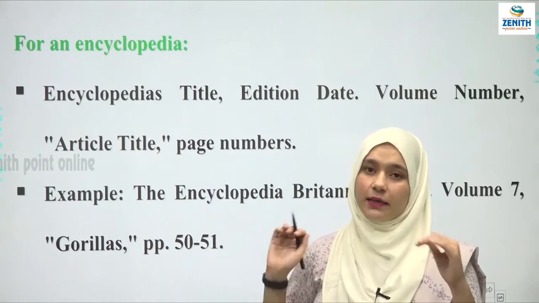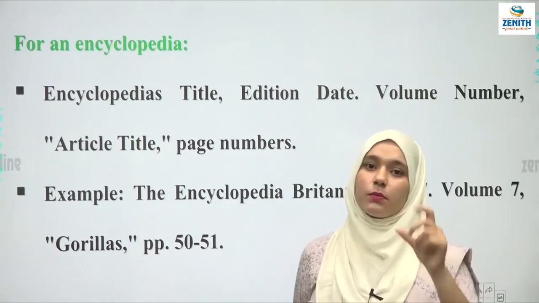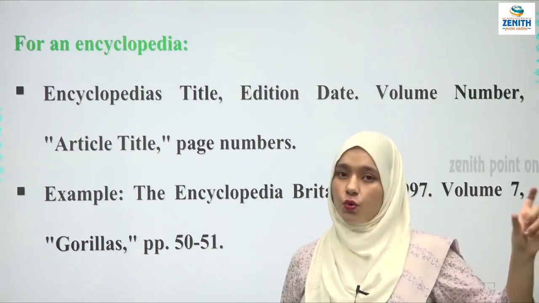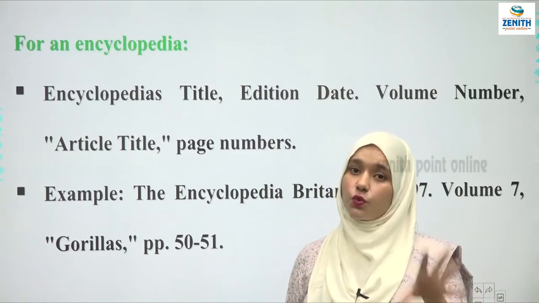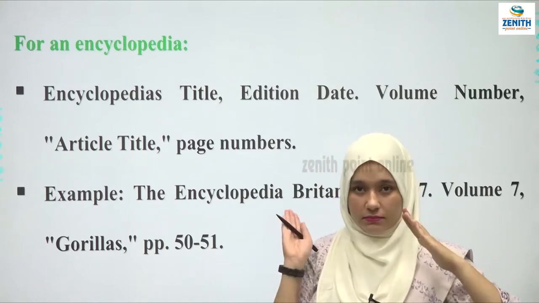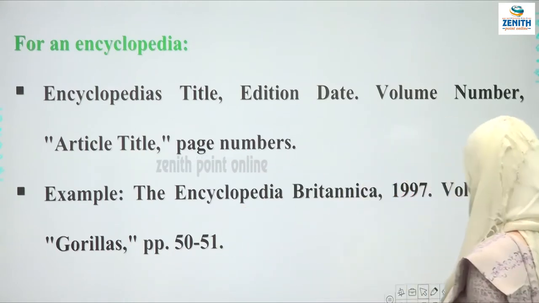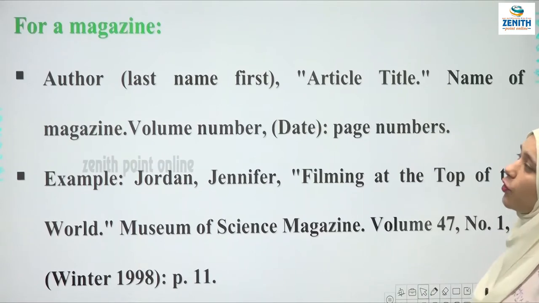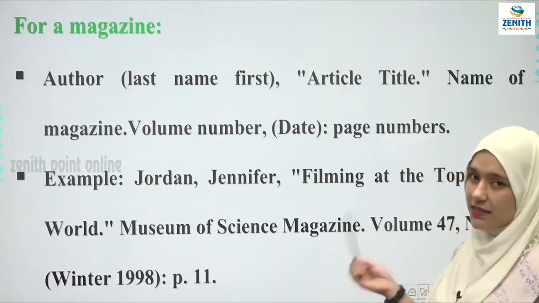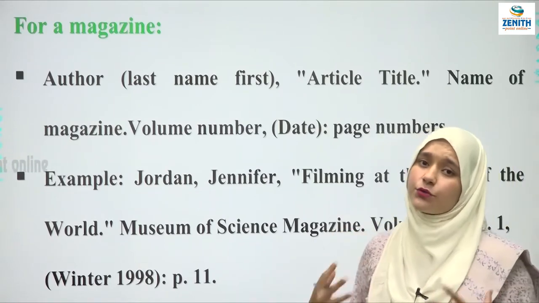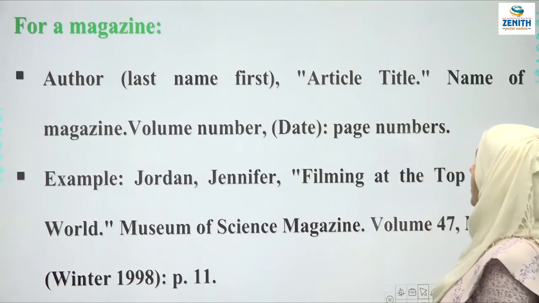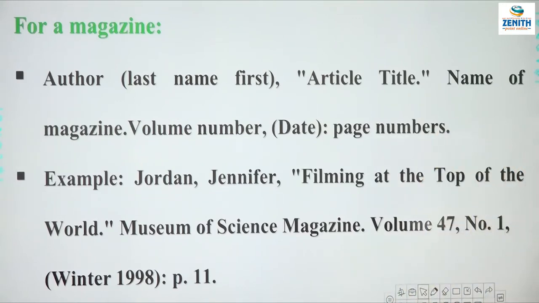In the next few slides we will be discussing how the referencing style depends upon the nature of the source material. So these should be kept in mind. Then this is the style for a magazine: author's last name first. Always keep in mind that the last name should come first in referencing. Then the article title, the name of the magazine, volume number, date and page numbers, and this is an example which you can refer to.